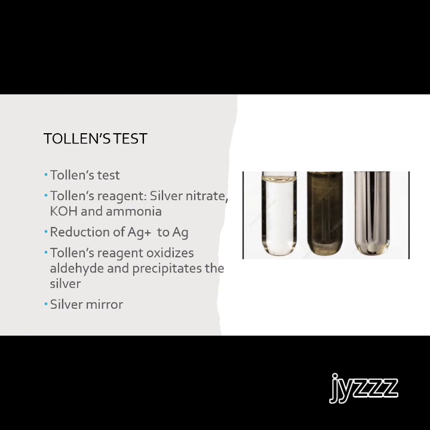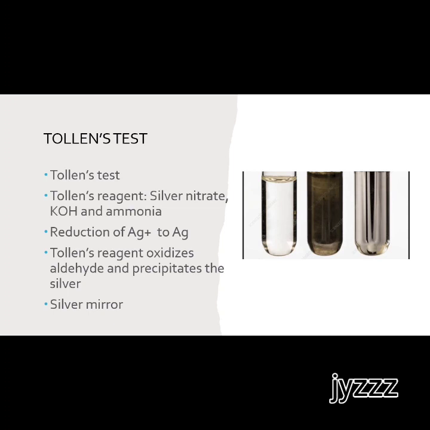Your Tollens test is specific to your aldoses. Your ketose sugars will give a negative result for your Tollens test. Again, the positive result for this is your silver mirror.